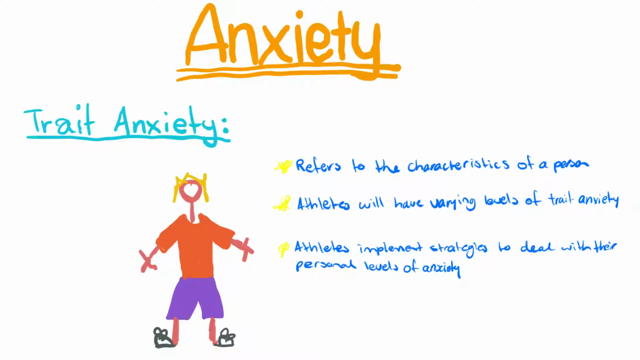So when we look at anxiety, we have two types of anxiety. We have what we call trait and state anxiety. Now, trait anxiety refers to the characteristics of a person. So if that person is just normally an anxious person or someone who worries about something, they're probably going to suffer more levels of anxiety than someone who is maybe a little bit less concerned with the results of the game or the outcome or the skill. Now, athletes are going to have varying levels of trait anxiety, and because of that, there's going to be lots of different ways that athletes can deal with that, and they can implement strategies to deal with their personal levels of anxiety.